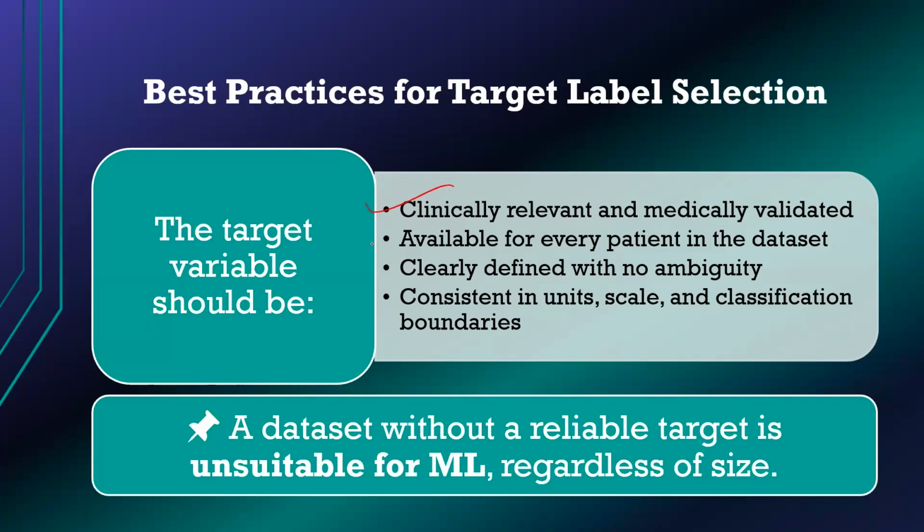Similarly, you need to ensure that the variables that you are selecting are available for every patient, because when you are training a machine learning model, you will be inputting data from multiple patients in that. And if there are some variables that are available from certain patients and not from others, you will have a lot of missing information in your data, and that leads to improper model training and a bad prediction as well.